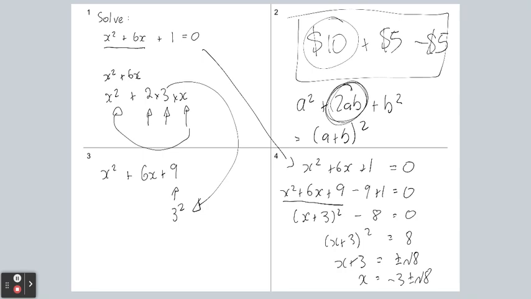If we knew what the square root of 8 was, it's about 1.6, I think. Then we know that our solutions are roughly minus 4.6 and roughly minus 1.4, something like that. Okay, so we can get some reasonable solutions from it. So it's called completing the square.